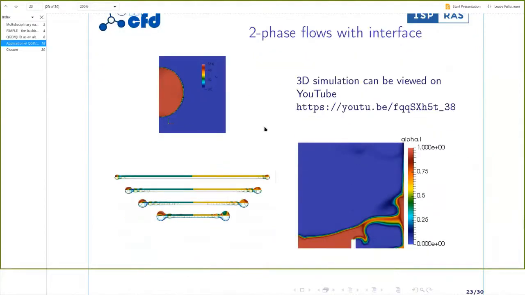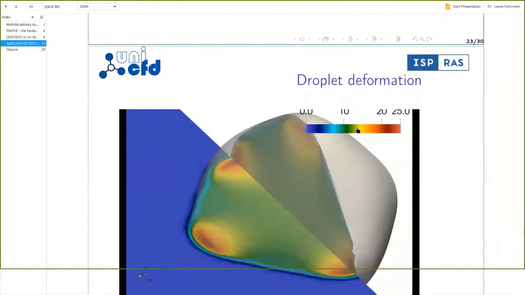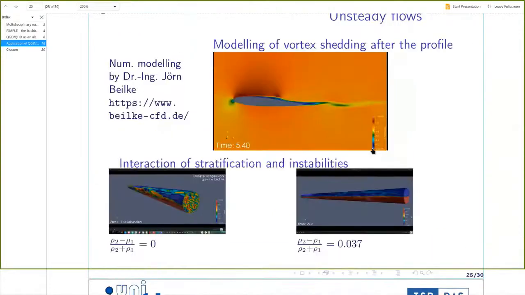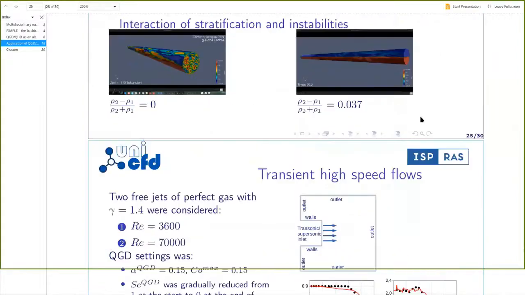We have also validated our solver with two-phase flows, droplet deformation in 3D. Also, we made some simulation together with Jörn Belke from Dresden. He simulated stratification and instabilities.